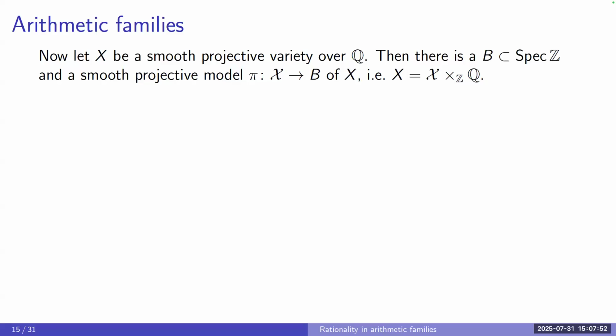Okay, so that was a family over a field. And let me now specialize to what I'm really interested in, which is arithmetic families. So what do I mean by that? I want to start with X, a smooth projective variety over the rationals. You could replace that with any number field. Then there's going to be some locus B in Spec Z, and some smooth projective model over that B of X. So X is the generic fiber, and basically what I'm doing is throwing away all of the primes of bad reduction. So I pick some model and then just keep the smooth fibers.